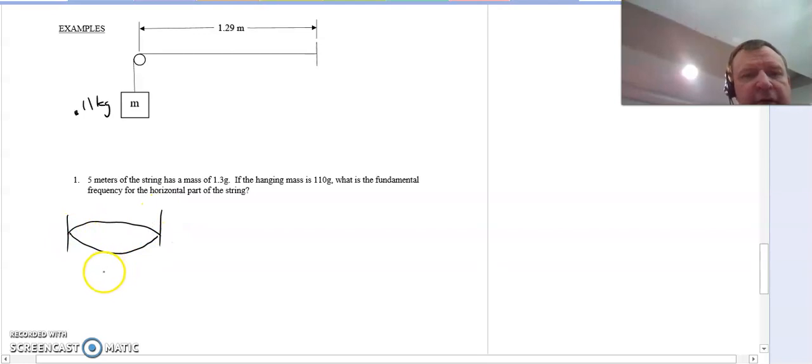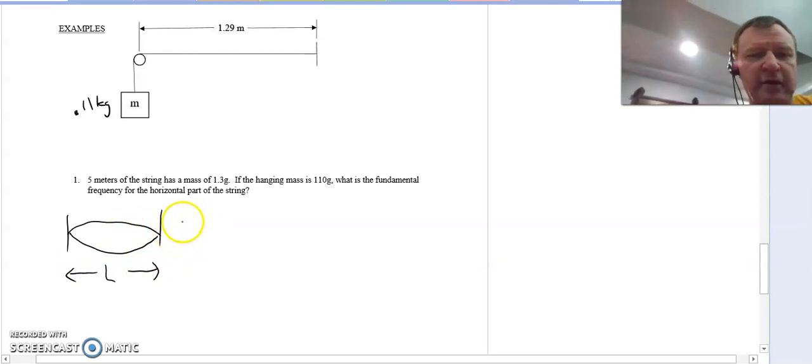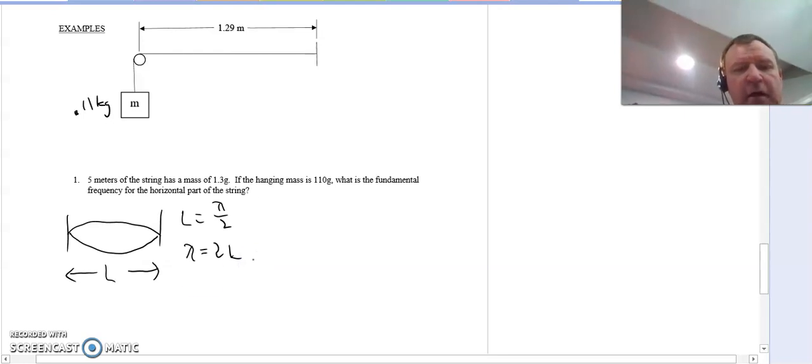Sorry, bad picture. But I'll even stick with the L convention here. Okay, this is, you should recognize, a half of a wavelength. So the wavelength then is 2 times the length of the string. Okay, let's leave it at that for now.